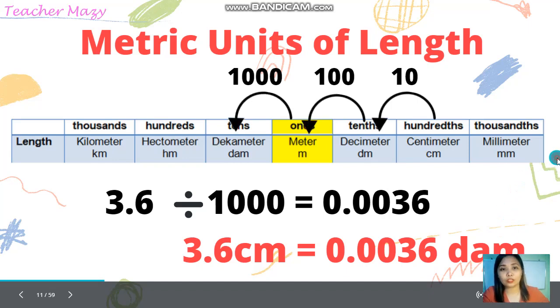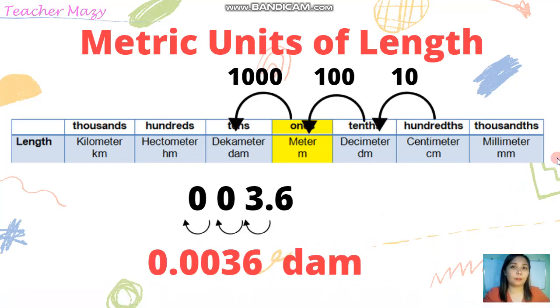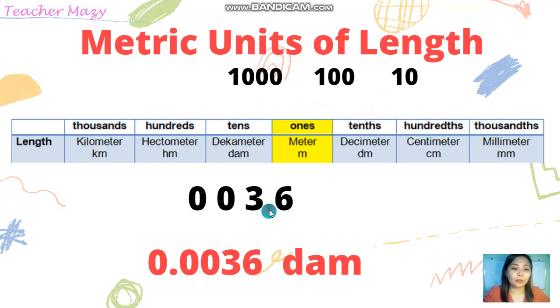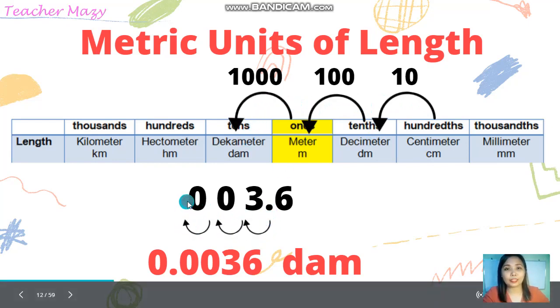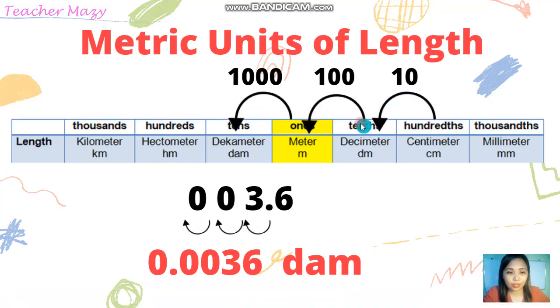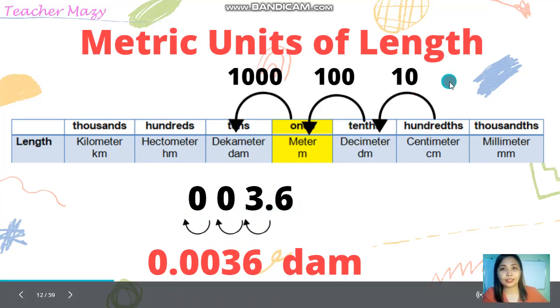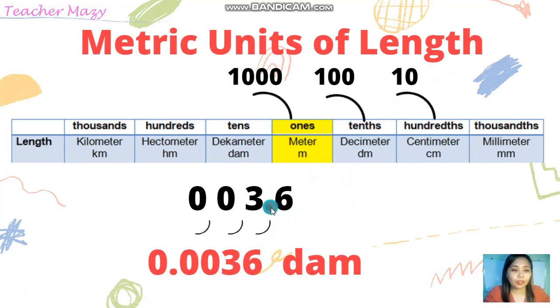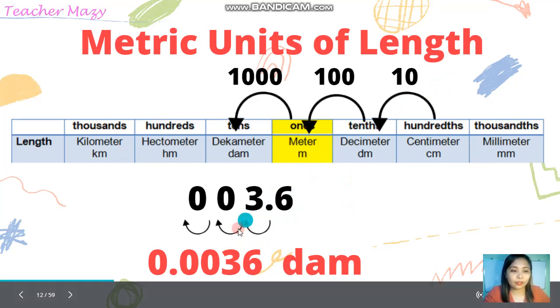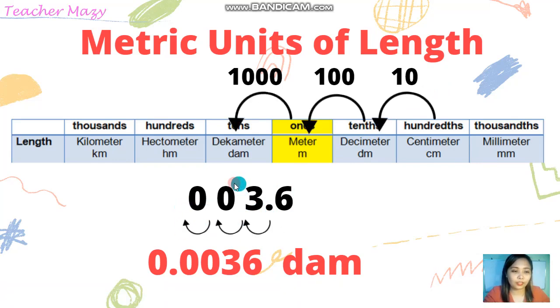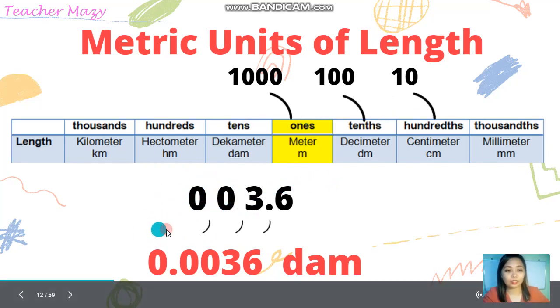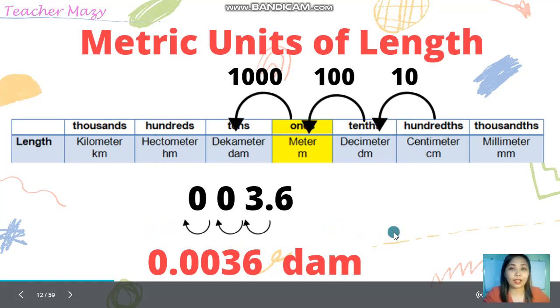Okay, so let's use the shifting of our decimal point method. Ayan. So, in this case, since tatlong beses tayo nag-shift, tatlong beses din nating ililipat ang ating decimal point. At papunta ito sa kaliwa, at ganun din yung way ng ating decimal point. So, from here, bilang tayo ng tatlo. 1, 2, 3. So, kulang ng zeros, idadagdagan natin. So, fill in zeros sa mga kulang na digits. So, that means our answer is 0.36 10,000 decameter.